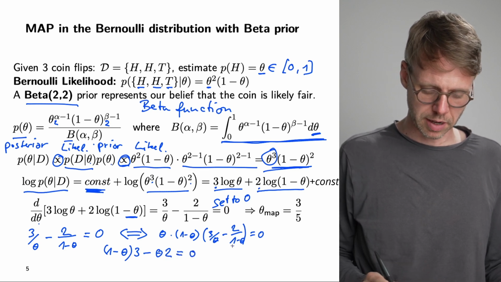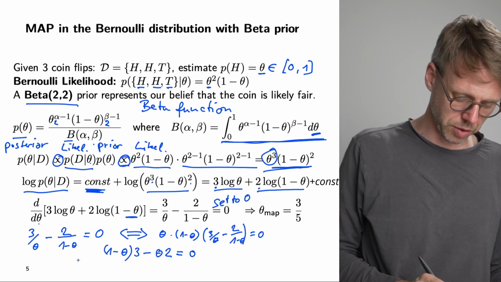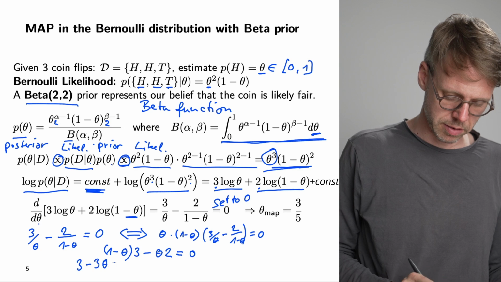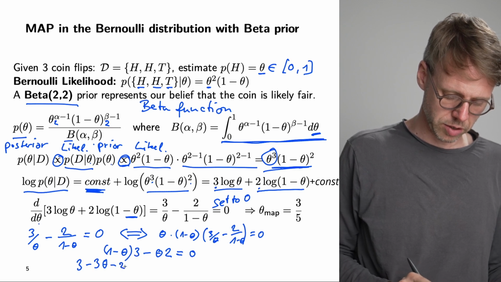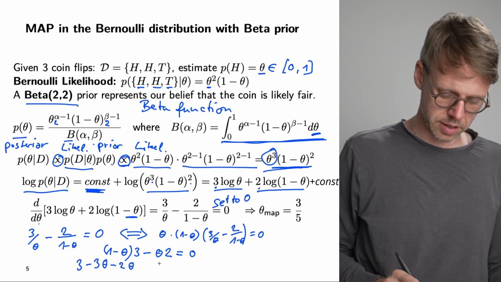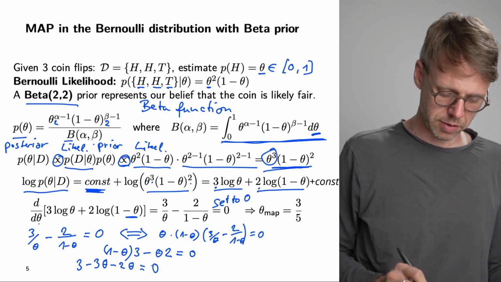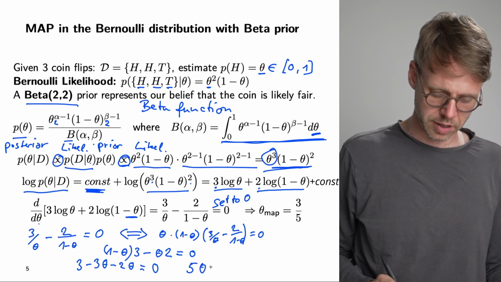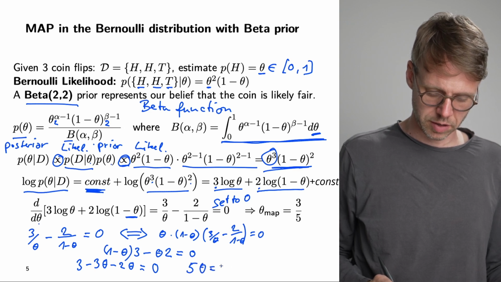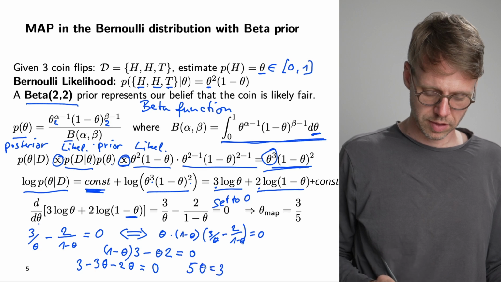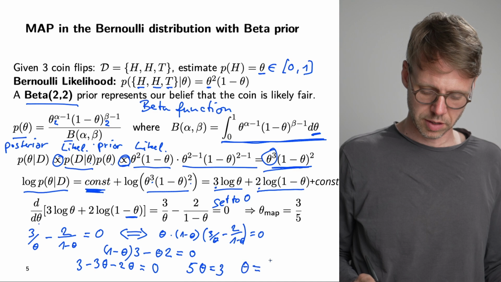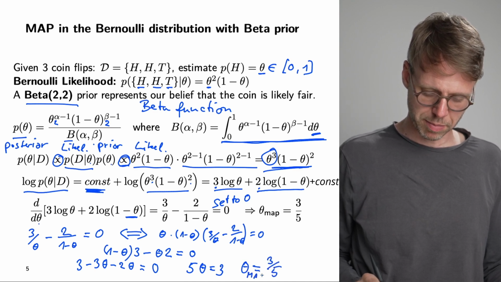Now we multiply these things out. So 3 minus 3 theta minus 2 theta equals 0, which means that 5 theta equals 3, or theta equals 3 divided by 5. That's our MAP estimate.